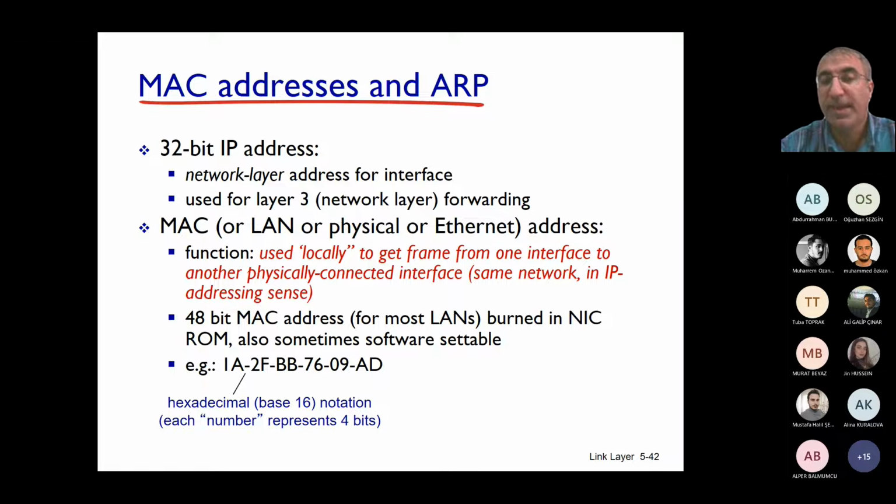The main function of this MAC address is to be used locally to get a frame from one interface to another physically connected interface. This MAC address consists of 48 bits that is burned in the NIC card or ROM, and sometimes it's software settable. An example of a MAC address is given as follows, in hexadecimal base 16 notation, and each digit represents 4 bits. This is a typical MAC address.